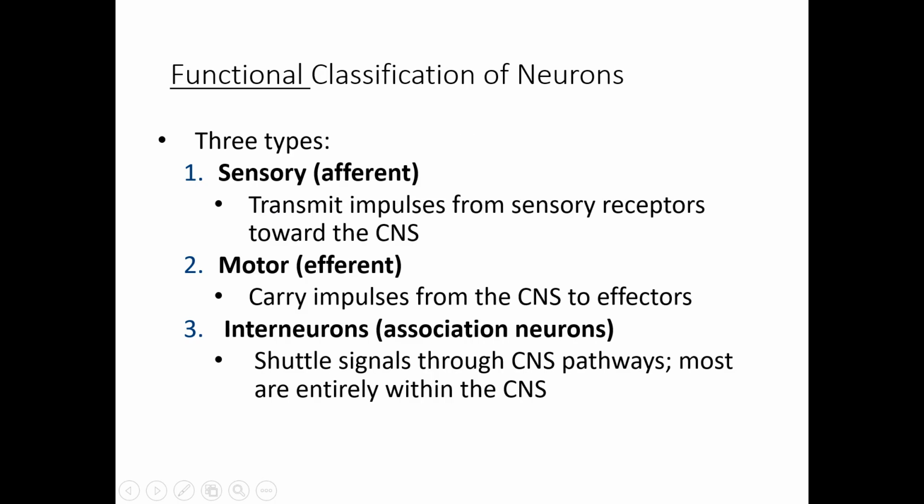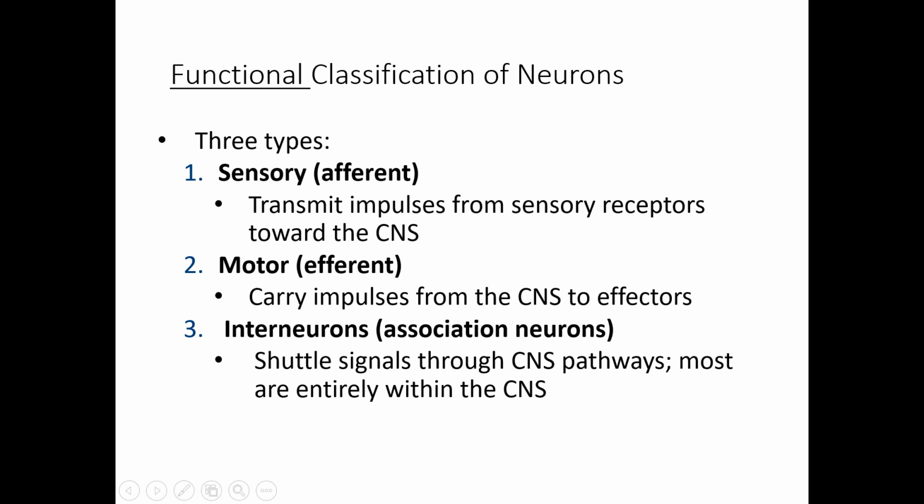Now, functional classification of neurons, depending on where and how they carry the signals. There are three types: sensory or afferent neurons. They transmit impulses from sensory receptors towards the central nervous system. So, from our muscles, from our bones, joints, skin, internal organs to the brain and spinal cord. Then we have motor or efferent neurons. They carry impulses from the central nervous system to effectors, from brain and spinal cord to the muscles and organs.